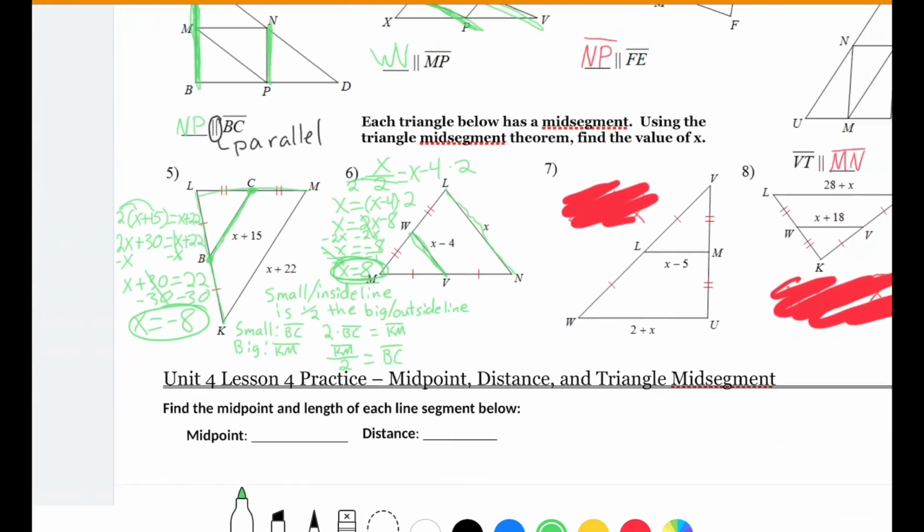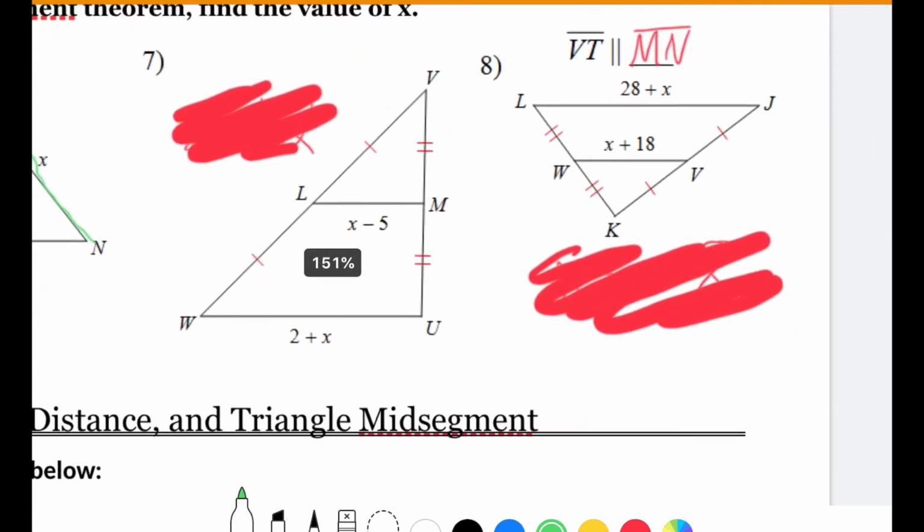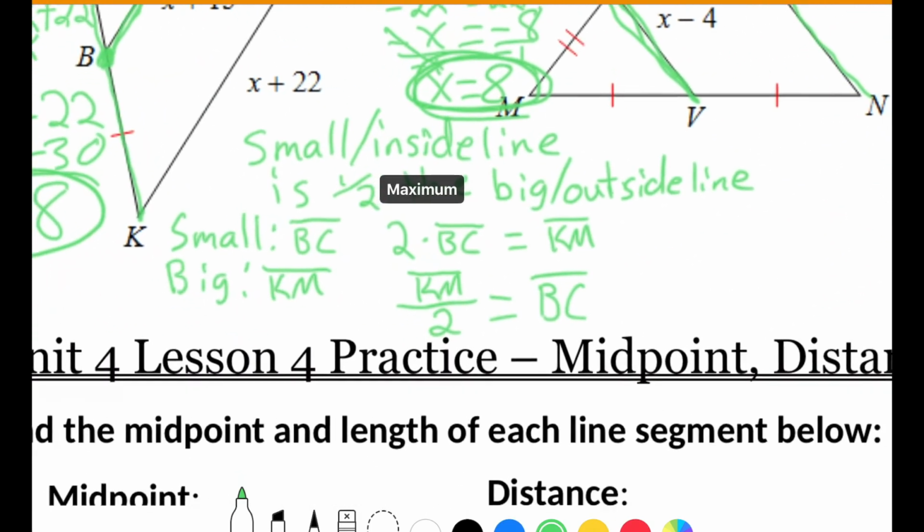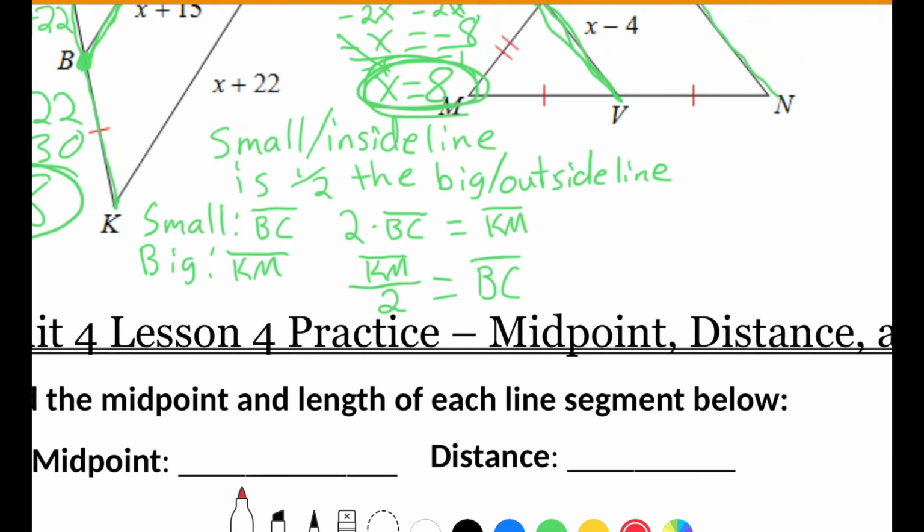So pause the video and attempt 7 and 8, remembering that you can use either method that I showed you: either multiplying the smallest line or the inside line by 2 and setting it equal to the big line, or you can take the big line, divide it by 2, and set it equal to the smaller line or the inside line.